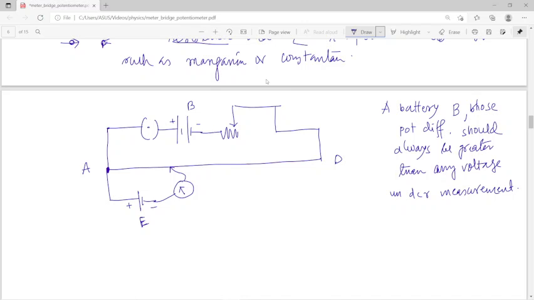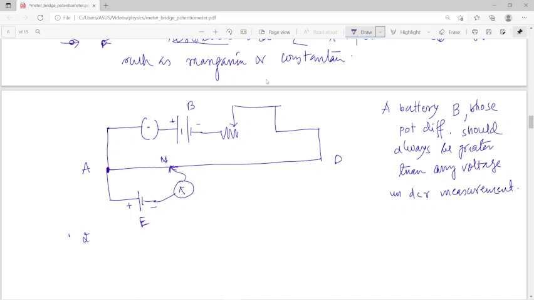Now say the jockey is pressed at a point M. The potential difference across AM will then be less than the EMF of the cell, so the current flows in the galvanometer in the direction MEA.